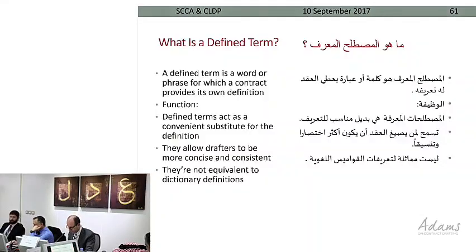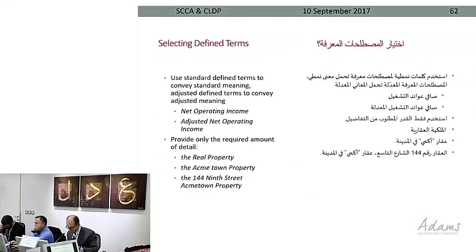Defined terms. All right. We've talked a little bit about defined terms. The defined term is the label you use for a longer concept. Using the label allows you to express that concept more concisely and clearly than you would otherwise. You don't want to be misleading. For example, if your definition of net operating income is a little different from the usual definition of net operating income, you might want to make that clear by calling it adjusted net operating income.